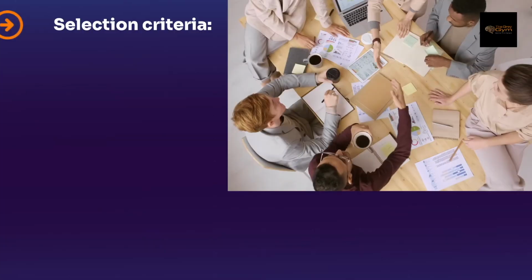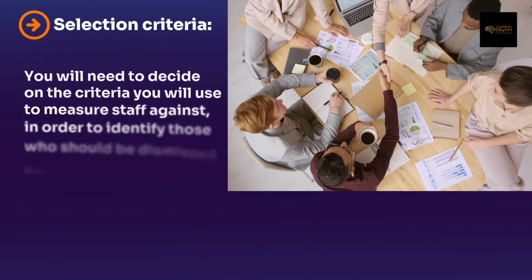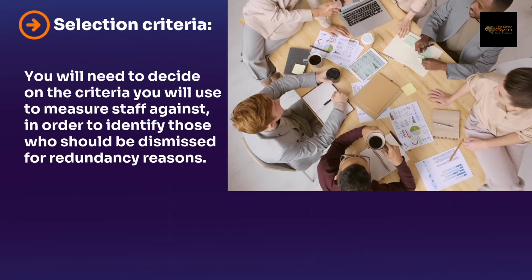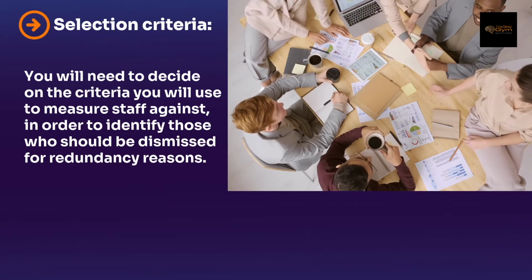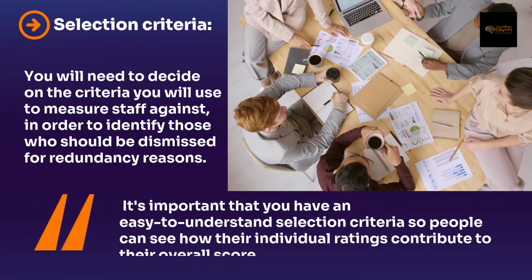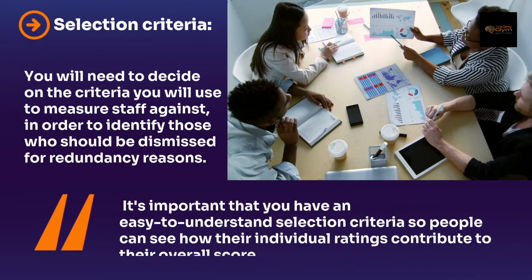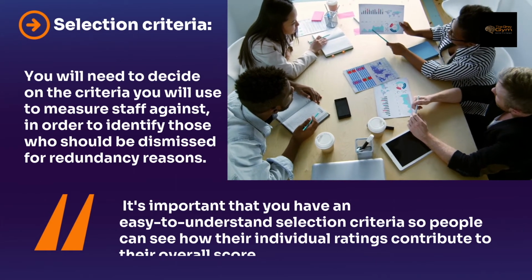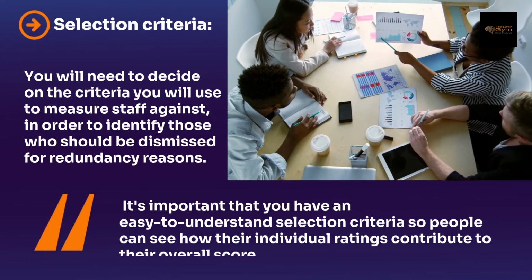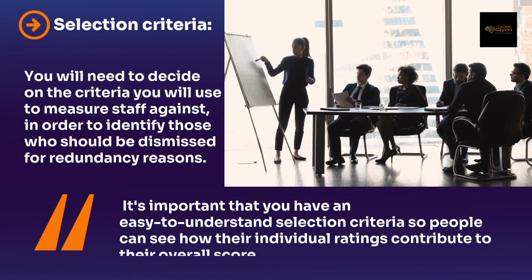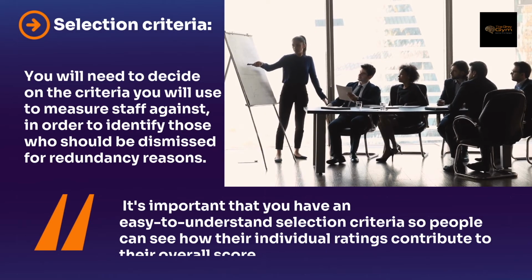Step number 3 is selection criteria. You will need to decide on the criteria you will use to measure staff against in order to identify those who should be dismissed for redundancy reasons. It's important that you have an easy to understand selection criteria so people can see how their individual ratings contribute to their overall score. It would be a good idea to bring a draft of the criteria you plan to use to the consultation meeting so that you can gain the input of the staff on the criteria chosen for the selection.